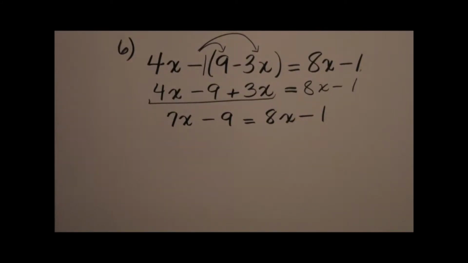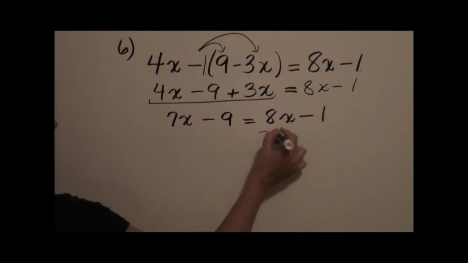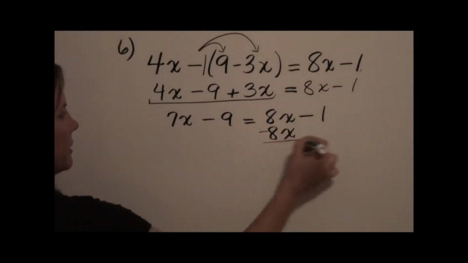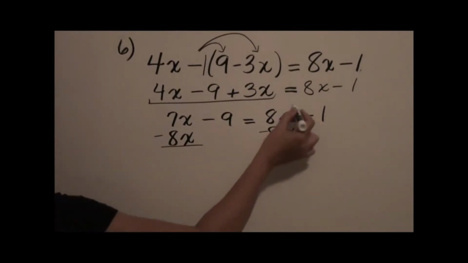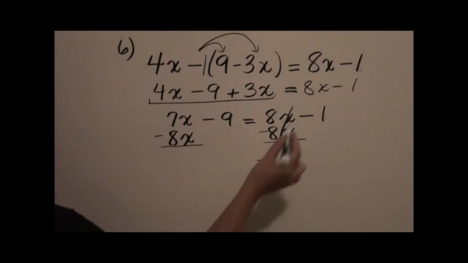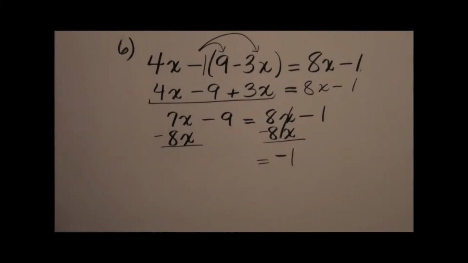Now I can decide which side I want to take variables to, which side I want to take constants to. Let's bring variables to the left, this side, and show you what happens when we have a negative coefficient. Alright, 8x minus 8x gives me 0. On the right side I'm left with negative 1. On the left side I have 7x minus 8x, so that's negative 1x. I don't have to write the 1, you can if you want to. Bring down the minus 9.